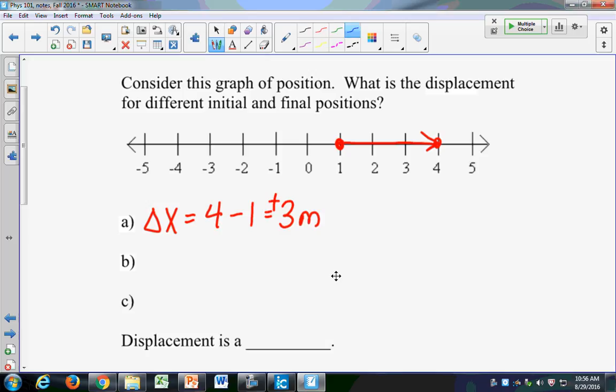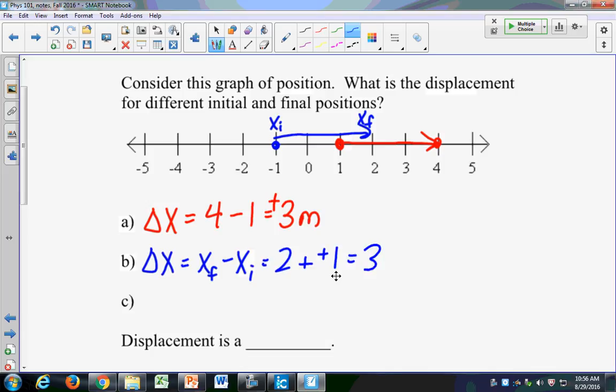Now let's say that instead of that, I go from minus 1 to 2. What is my displacement in this case if I go from minus 1 to 2? It's also going to be 3 meters. So I define this as x final minus x initial. This is x final. This is x initial. So that's going to be 2 minus negative 1. These become positive. So that becomes 3 meters.